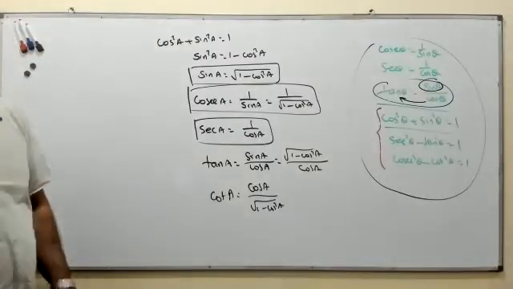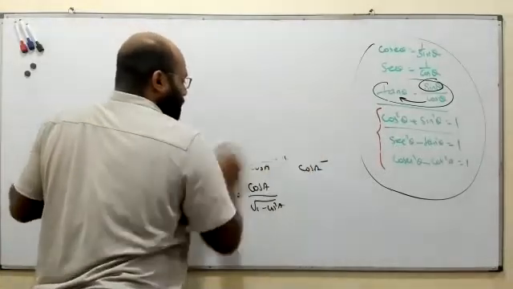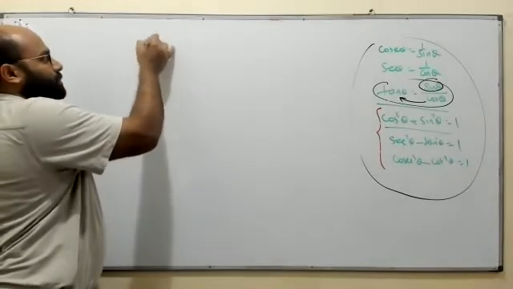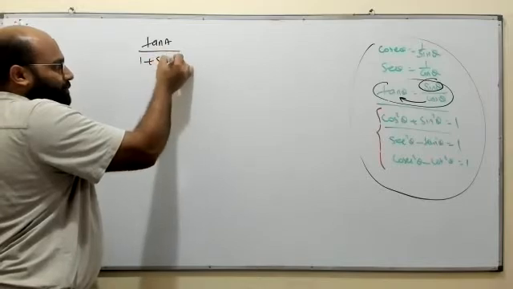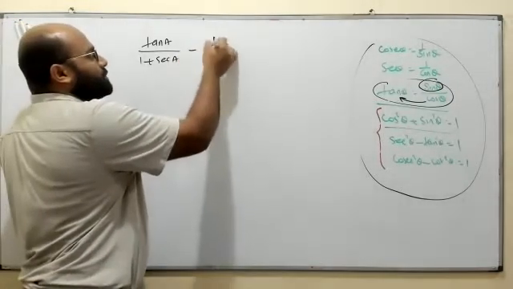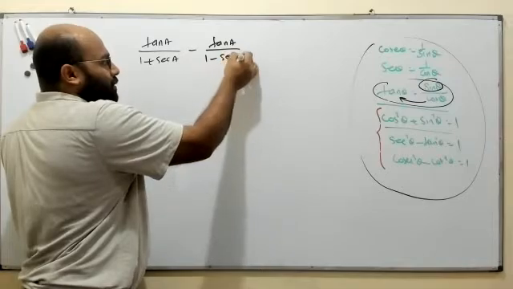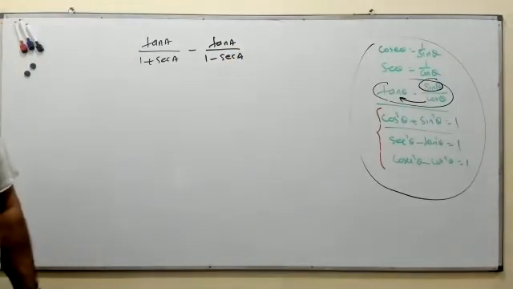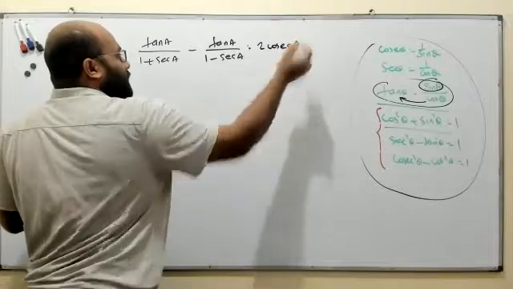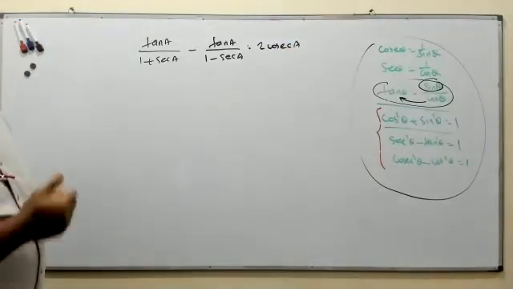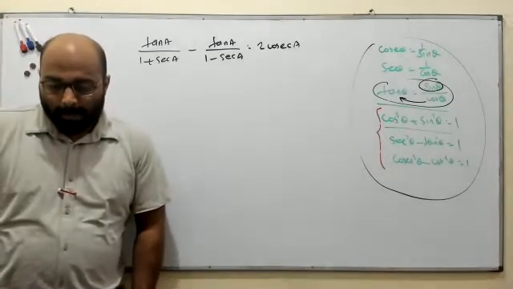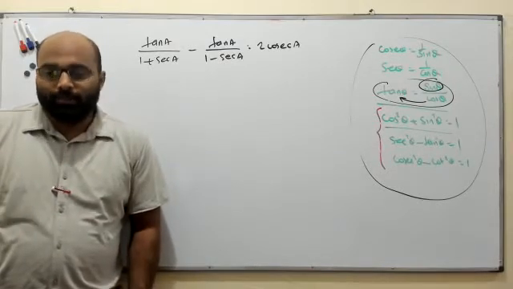Prove that tan A by 1 plus cos A minus tan A by 1 minus cos A equal to 2 cosec A. I will do it; if anybody is confident, they can carry on, no problem. I will do it from my side.